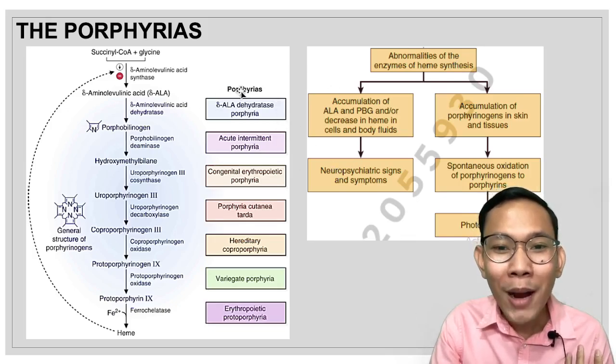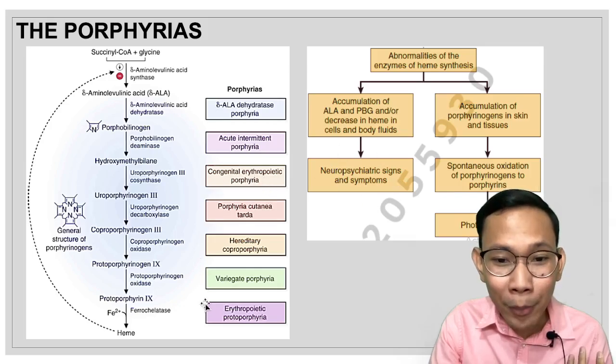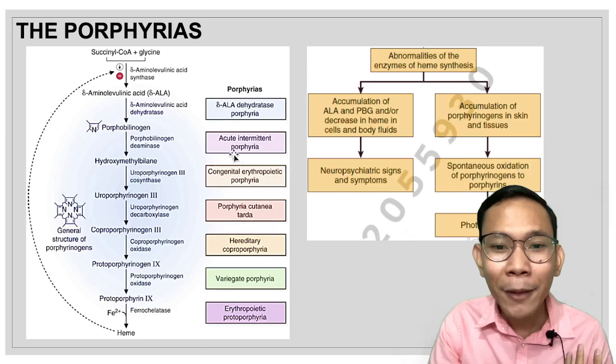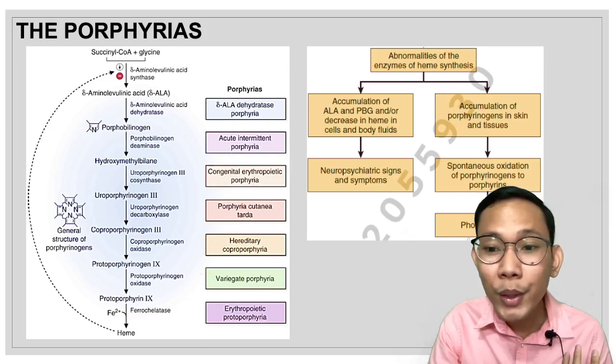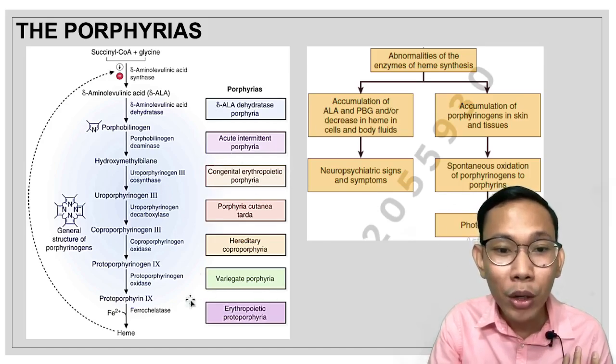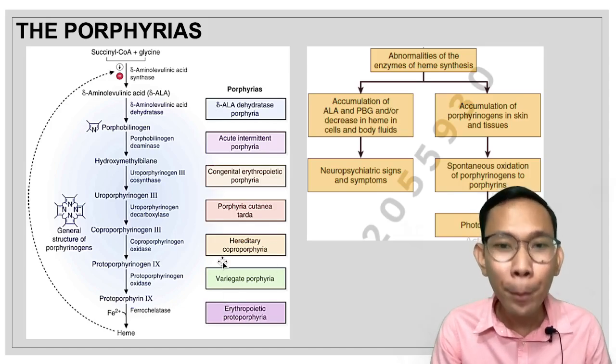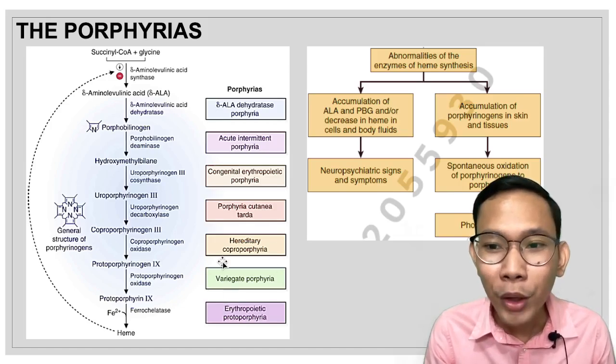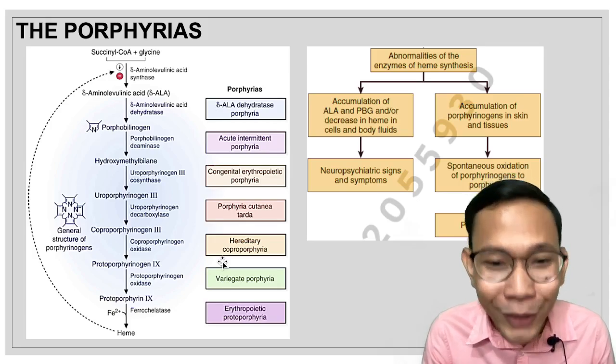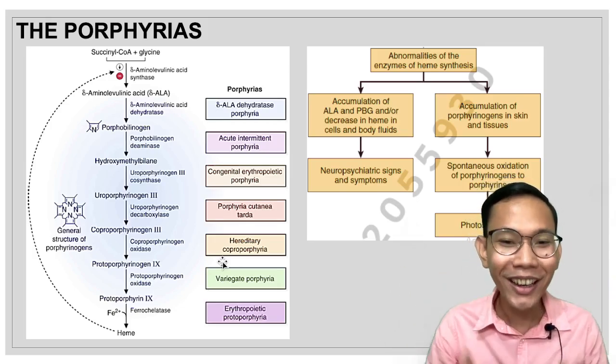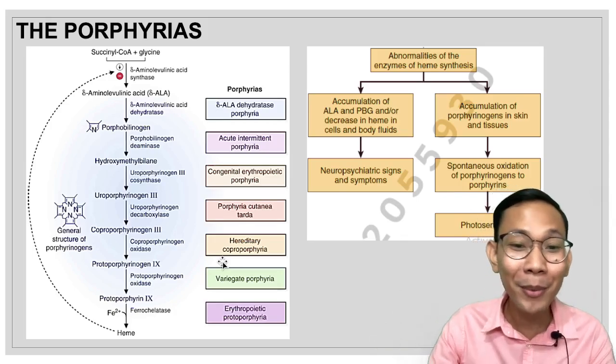Yung dalawang porphyria na to will lead to neuropsychiatric symptoms. The remaining diseases will cause photosensitivity because of the accumulation of your porphyrinogens. That's it. Yun lang yun. Wala nang iba pa. Ayoko lang mag-memorize kayo.